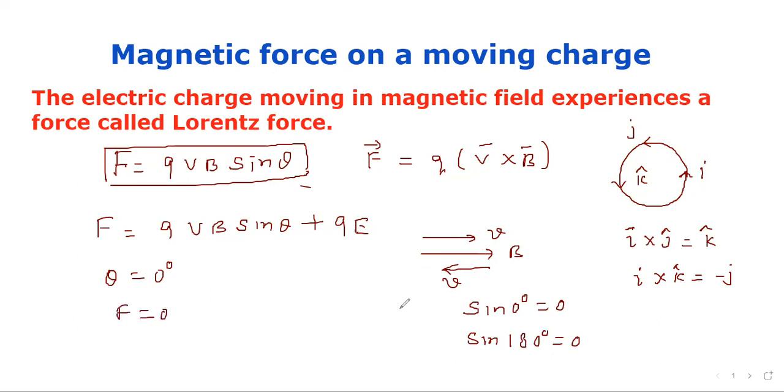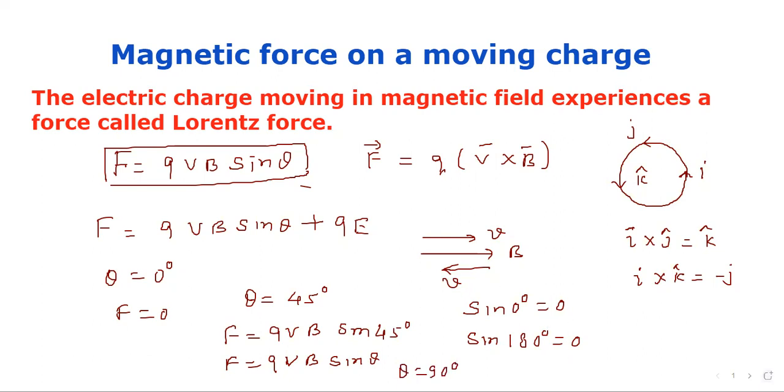When theta is acute or 90 degree, then what will happen? Suppose theta equal to 45 degree. In that case, force will be F equal to QVB sine 45 degree. And suppose we want to find the maximum force, then F will be QVB and sine 90 degree. It means if the velocity of the charged particle is perpendicular to the direction of the magnetic field, in that case, we will get the maximum value.